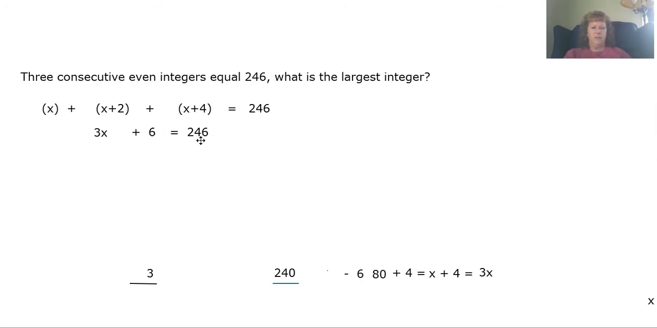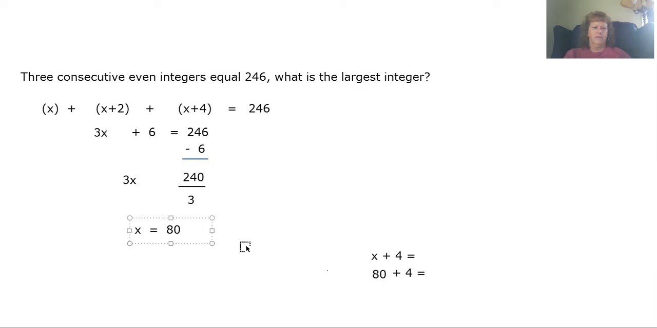Then if we subtract 6 from both sides, we would be left with 3x on this side and subtract 6 on this side also would leave 240. Then if we divided by 3, x would be equal to 80. And since they wanted to know what is the largest integer, we had to use this number, x plus 4, and x was equal to 80. So I just accidentally got rid of my 80. If you substitute 80 for x, your answer is 84.